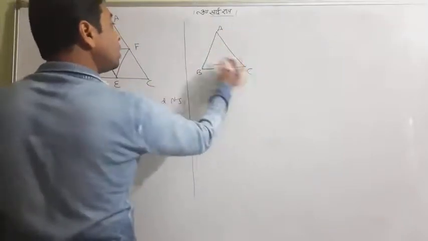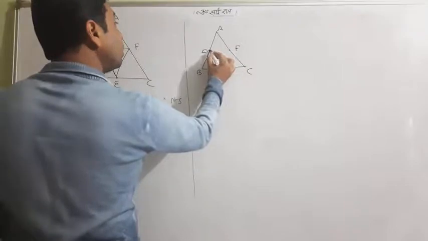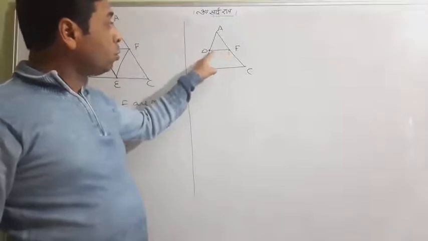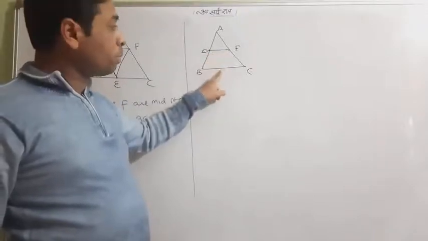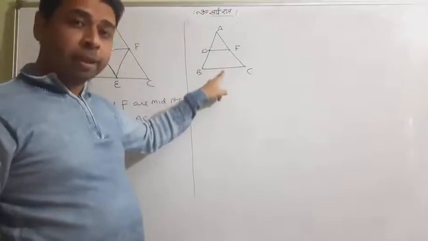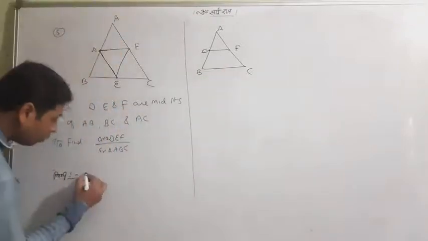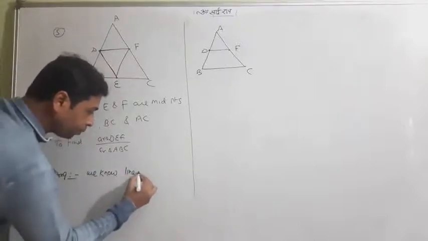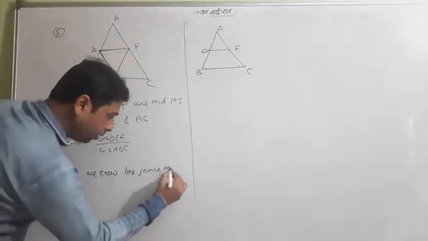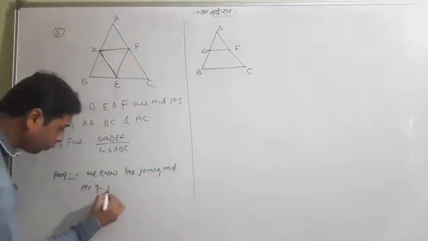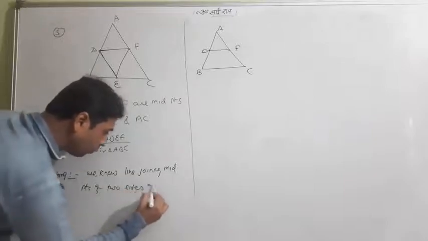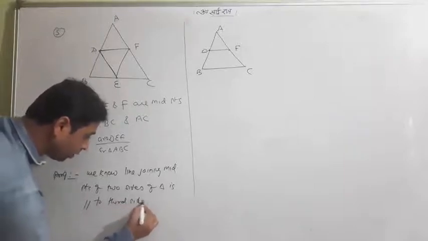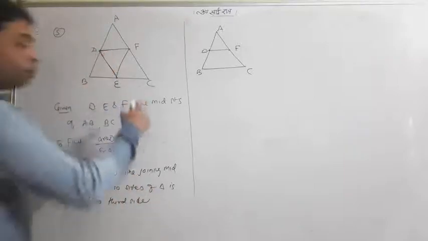A, B, C, midpoint. So in class 9th you read the line joining midpoints of two sides of a triangle is always parallel to the third side. So these two sides are parallel. That we read, we know. We know the line joining midpoints of two sides of a triangle is parallel to the third side. So definitely DF parallel to BC.